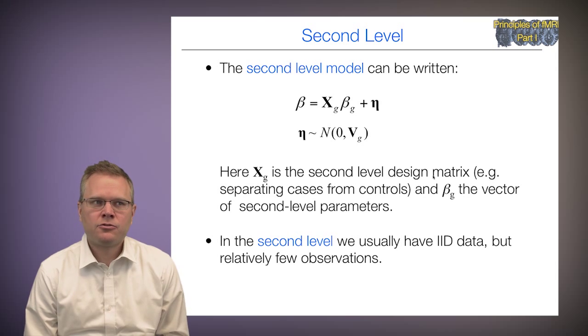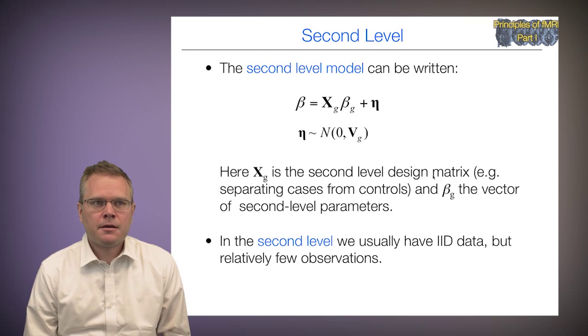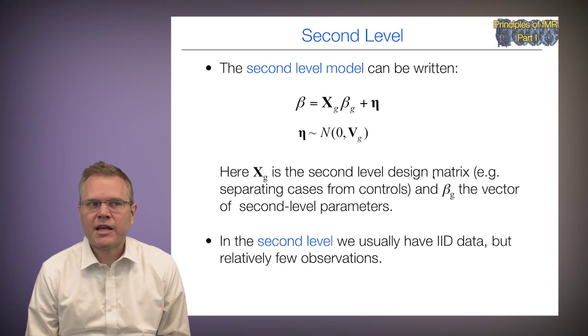And eta is now normally distributed with a mean of 0 and a variance-covariance matrix V_g, which is the group level variance. Here, X_g is the second level design matrix. For example, we might separate cases from controls. And beta_g is the vector of second level parameters.